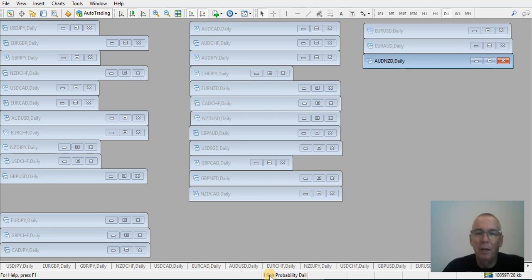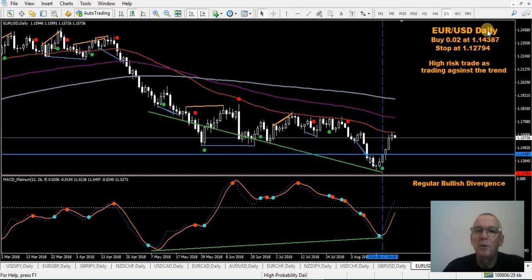Alright, this is the high probability daily charts, Euro USD. This morning, I'm in a buy here from down here. This morning I closed half my trade. Price has got close to the MAs. It's just one of my little clues or warning signals that maybe action should be taken when trading against the trend. I've still got my stop in place.